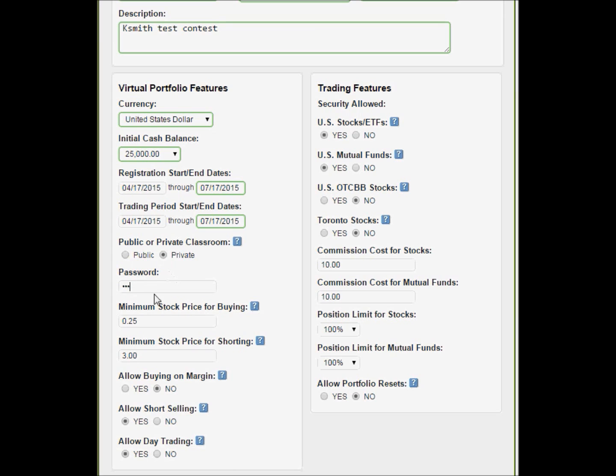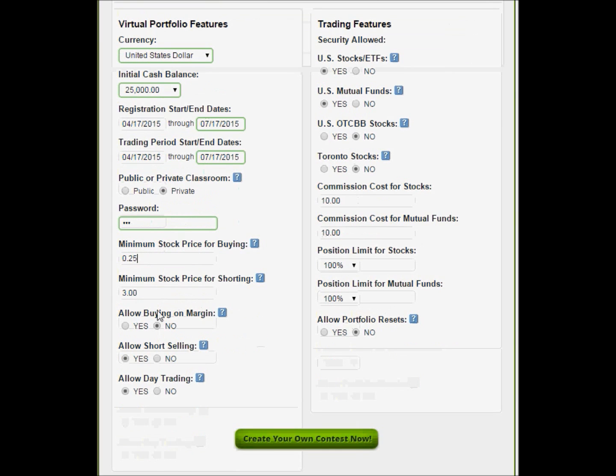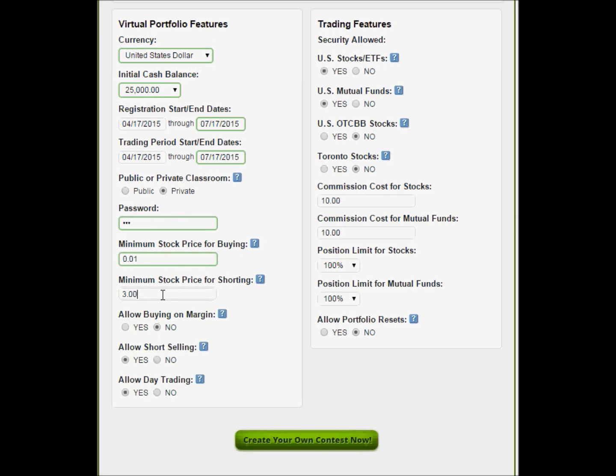The minimum price for buying is if you want to prevent people from trading things like penny stocks, which are very volatile and really not a very good investment. You can set this as low as 1 cent if you want pretty much everything to be able to be traded. Shorting is the same idea. If you think people are going to be trying to short penny stocks to make a big quick buck, you can set a minimum price for shorting. By default it's $3, which we think is a pretty good place to start.